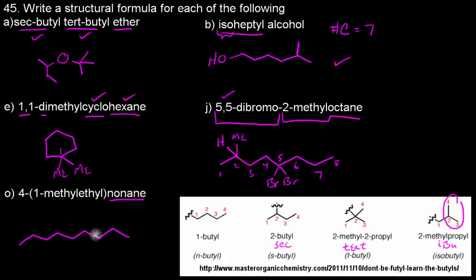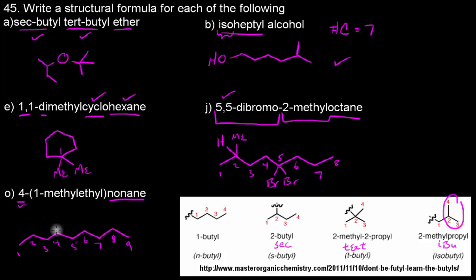Okay, so the next thing is, if you want to go ahead and number them, 1, 2, 3, 4, 5, 6, 7, 8, 9. It's probably always a good idea to go ahead and number your parent. For these, which are kind of simple, it's not absolutely necessary, but for later on, doing mechanisms, naming more complicated compounds, it's always good to go ahead and number stuff, just to make sure you haven't left anything out. So the question is, where are we going to put this 1-methylethyl group? And that question is answered with this 4 notation.